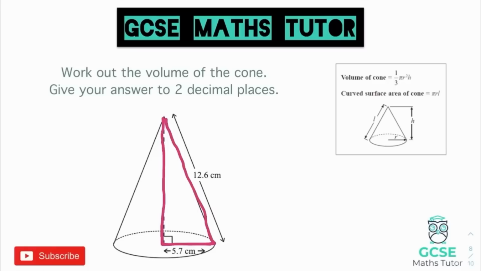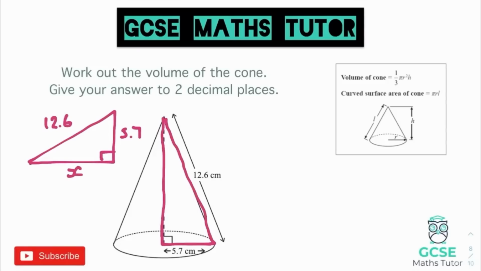And if I was to draw this triangle to the side, you can see that we have the hypotenuse, which is 12.6, and we have one of the shorter lengths, which is 5.7, and we want to work out this length here. So when we are using Pythagoras, we are going to do both the numbers squared.